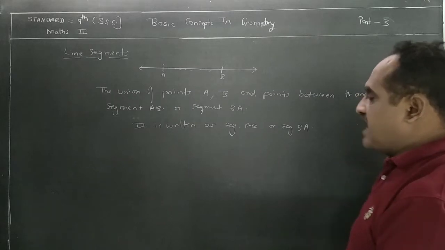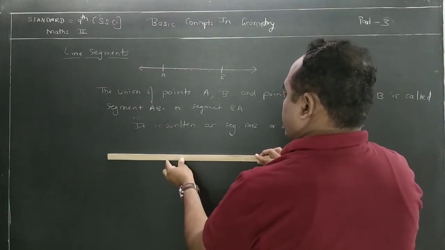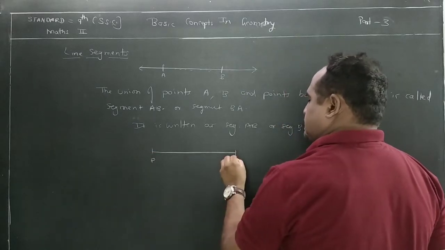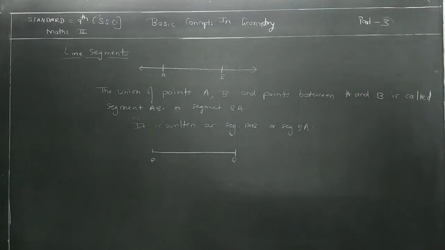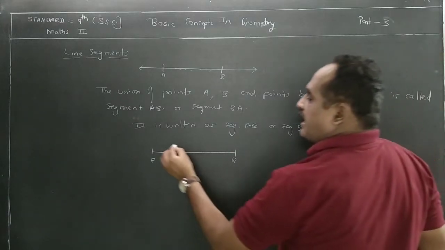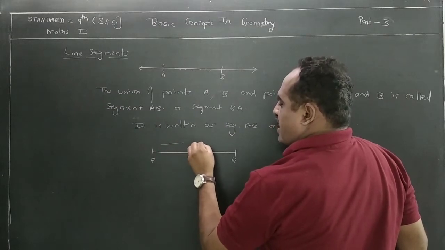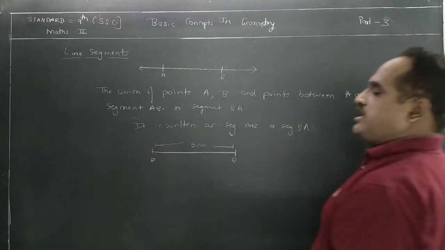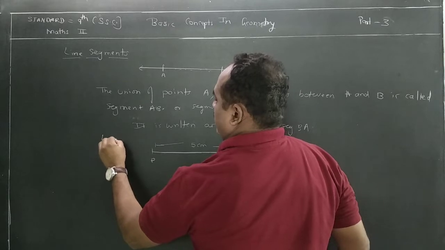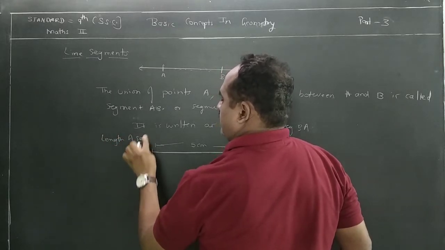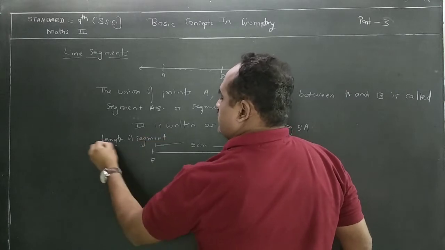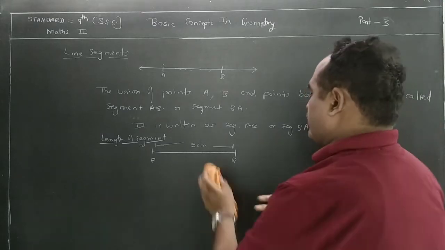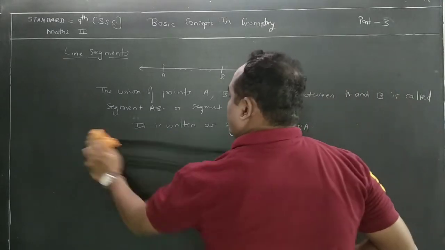But now suppose segment PQ is there. This is segment PQ. This segment PQ has a particular length. I told you that if it is 5 centimeter from here to here, then this is actually called as what? Length of segment. Okay, before that I have to clear one more point. Then we'll go for the length of the segment.